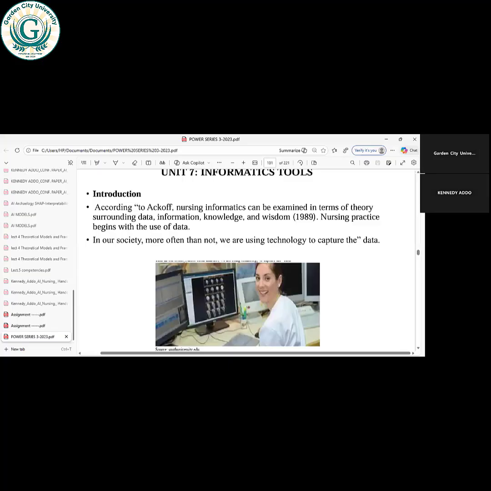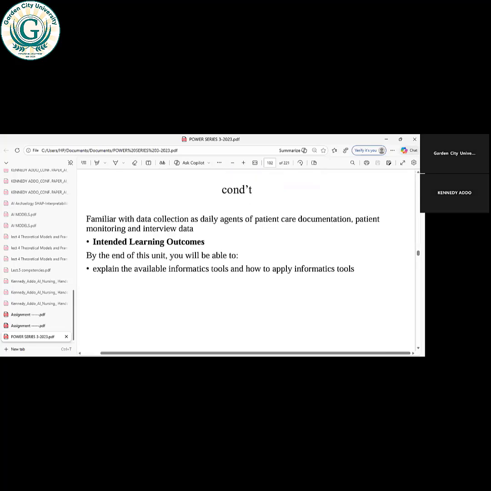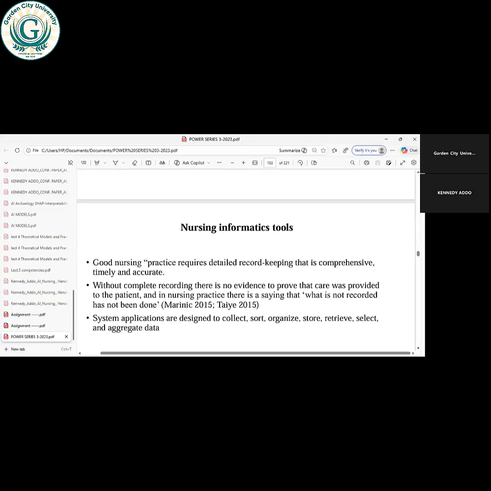According to ACOF, nursing informatics can be examined in terms of theory surrounding data, information, and knowledge. Nursing practice begins with the use of data. In our society, more often than not, we are using technology to capture the data that comes in and out of the facility. So by the end of this session, students should be able to explain the available informatics tools and how to apply those tools.